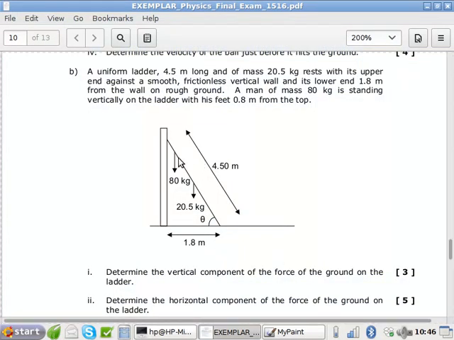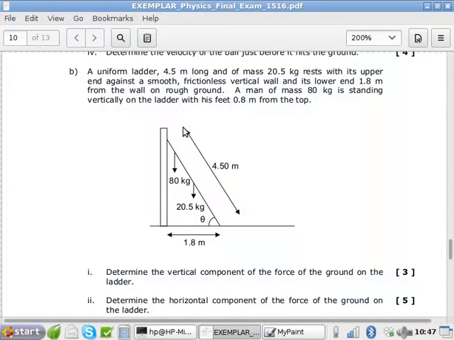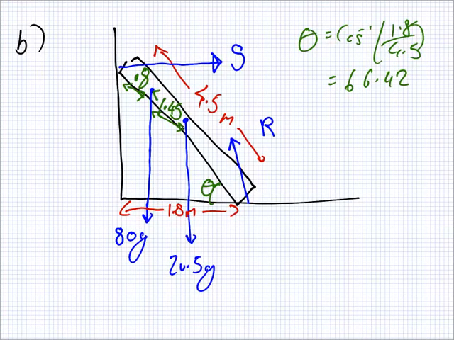Now, do we know where this is placed? Yes, 0.8 from the top. So this is a point, this is a 0.8 distance here. And what's this distance then? Well, the total has to be 2.25, because it's in the middle. So this has to be 1.45. What do you mean that for? Turning forces. Oh, I know.